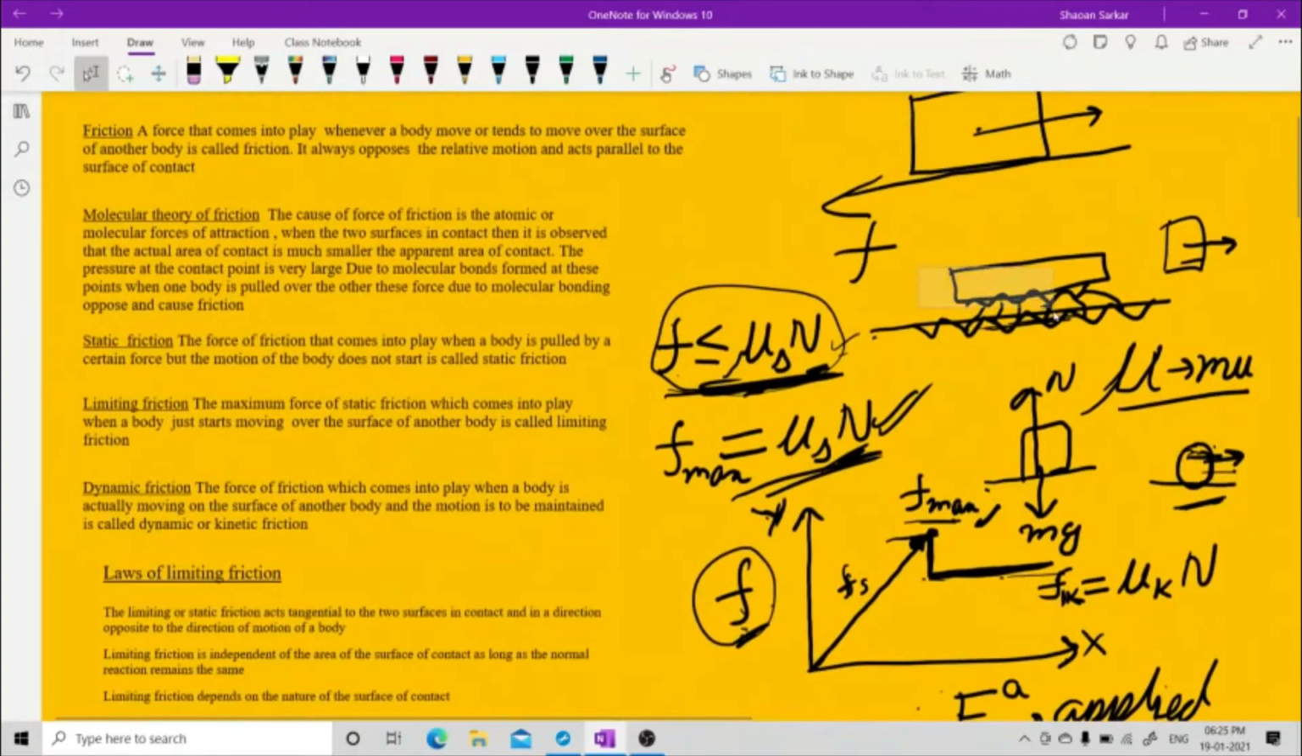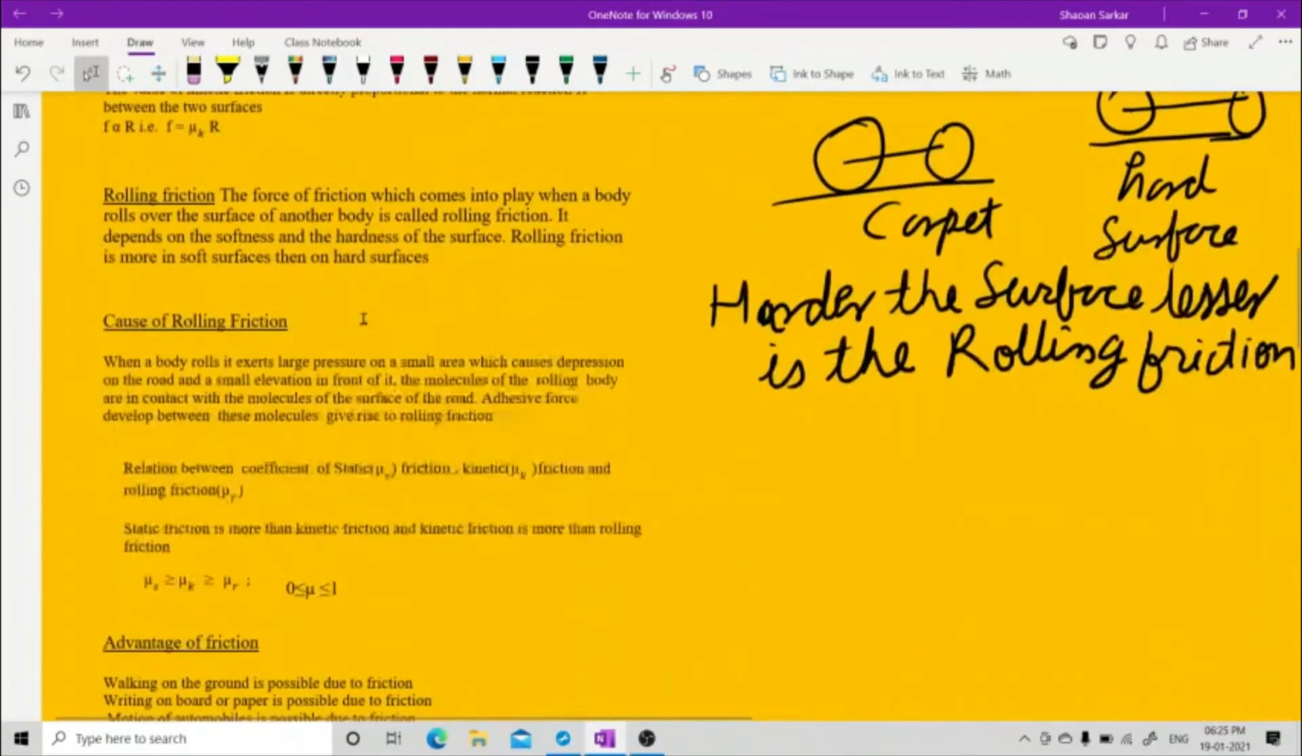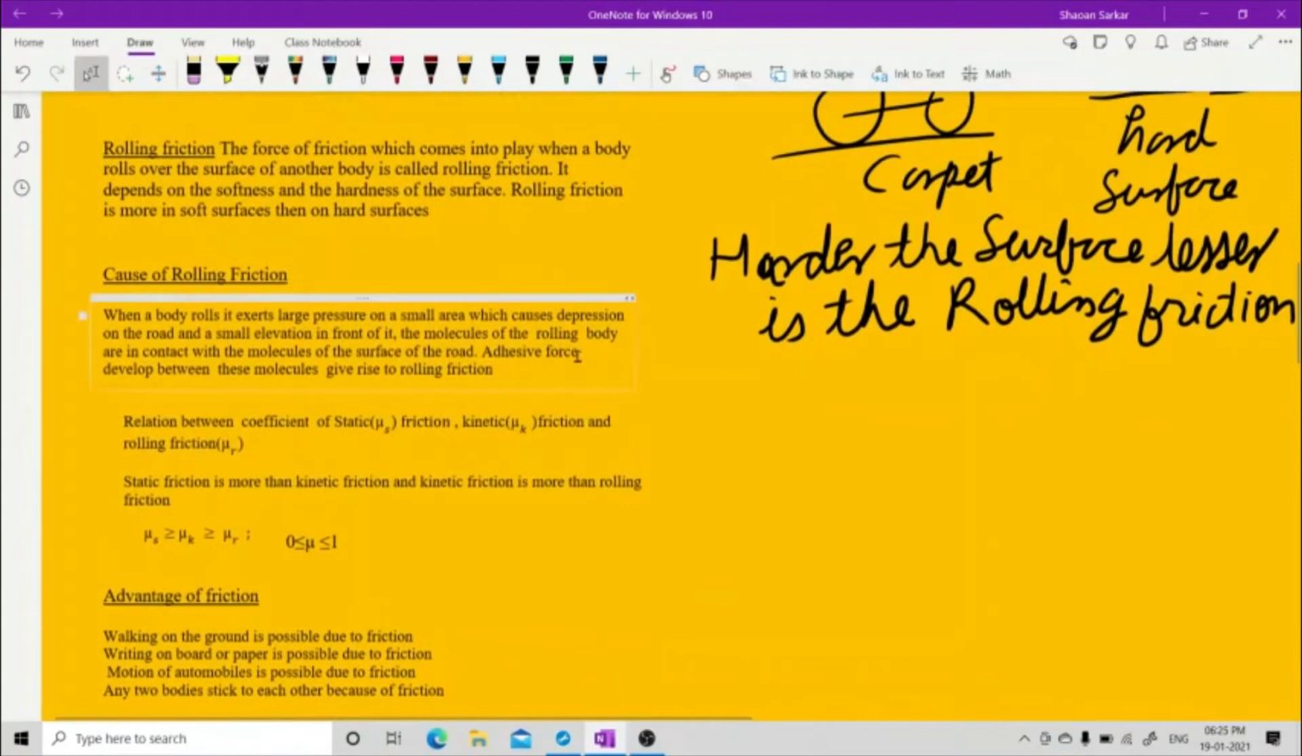This is what I explained to you in the molecular theory of friction. The same thing is there here. You can just pause this video and write. I'm moving it here. This is your thing. You can pause it and write.